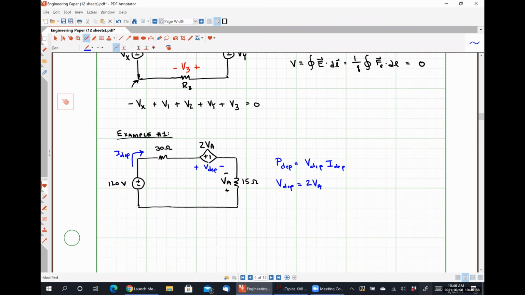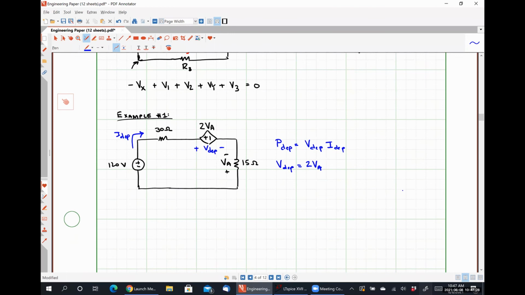Does anybody have any problem with me choosing I dependent as flowing around this loop in a clockwise direction? We could just as easily do it counterclockwise, it's just going to result in more negative signs for us to keep track of. So if I have assumed I dependent to be flowing in that direction, my next step would be to write a Kirchhoff's voltage law equation.